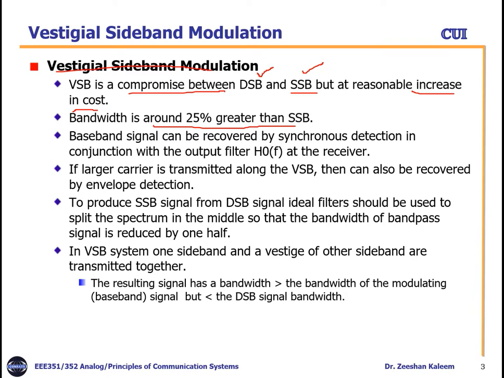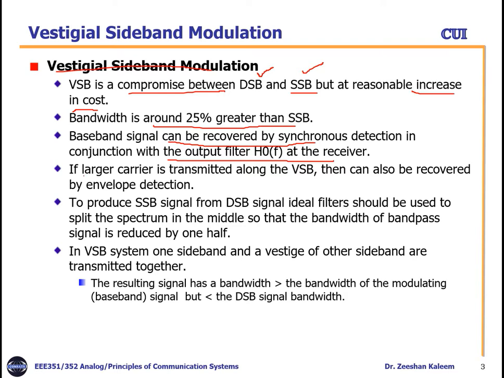So the baseband signal can be recovered by synchronous detection in conjunction with the output filter at the receiver. It can be recovered similarly as we perform synchronous detection by applying the extra carrier at the receiver side. So we can similarly detect the vestigial sideband, but there is an additional output filter H0(f) at the receiver. We will cover how it works and what the transfer function of this filter is in the later slides.